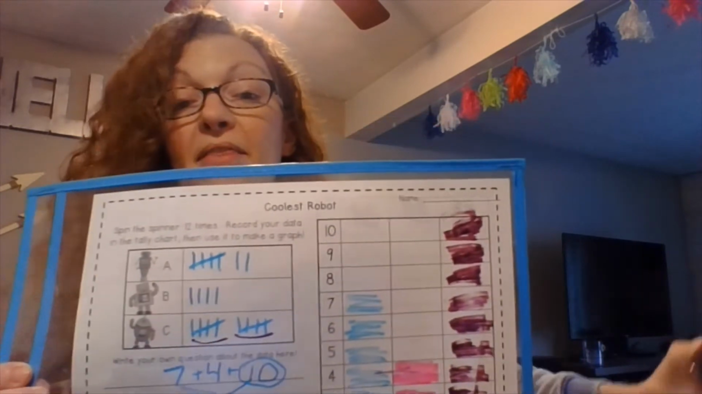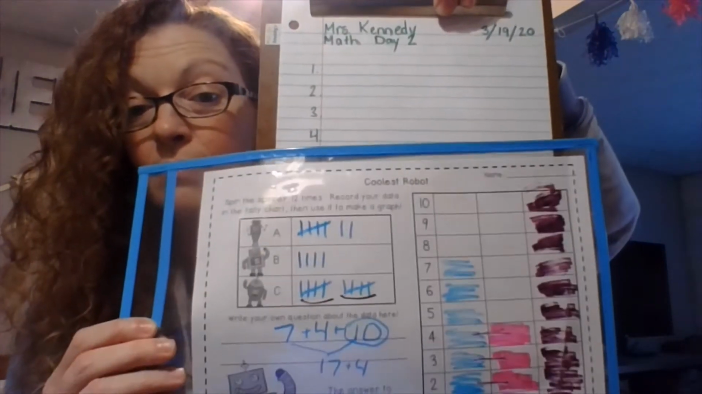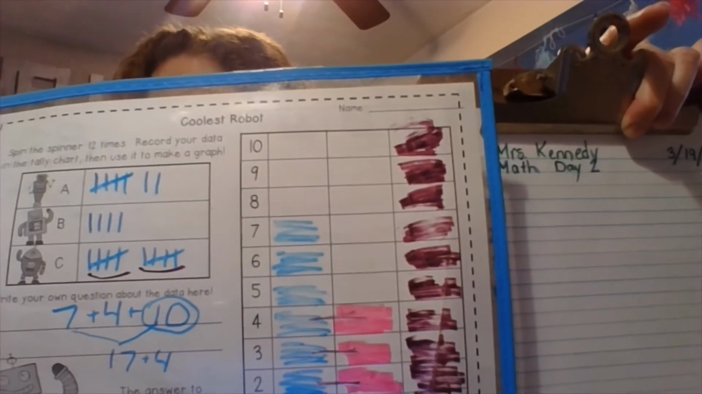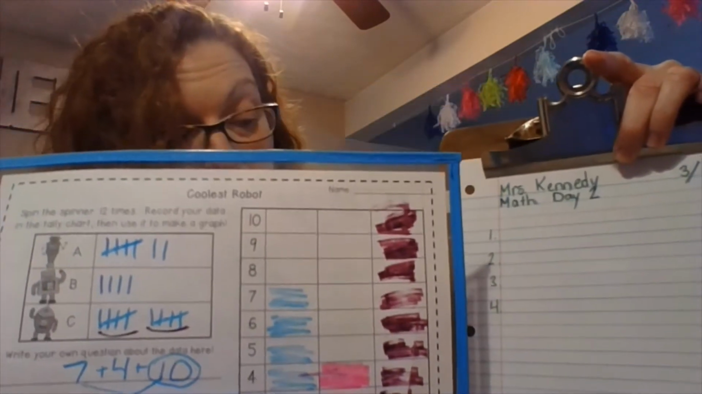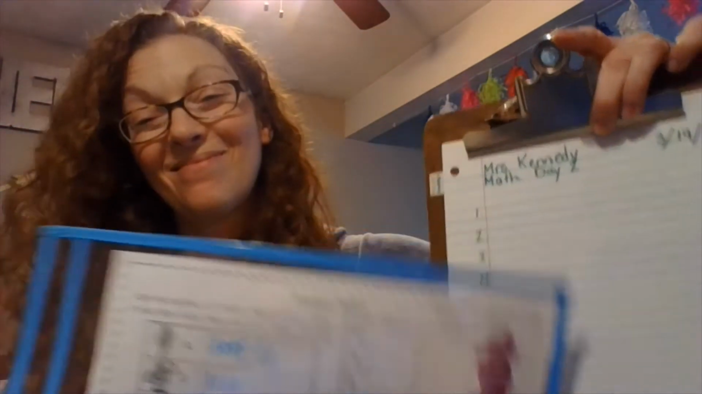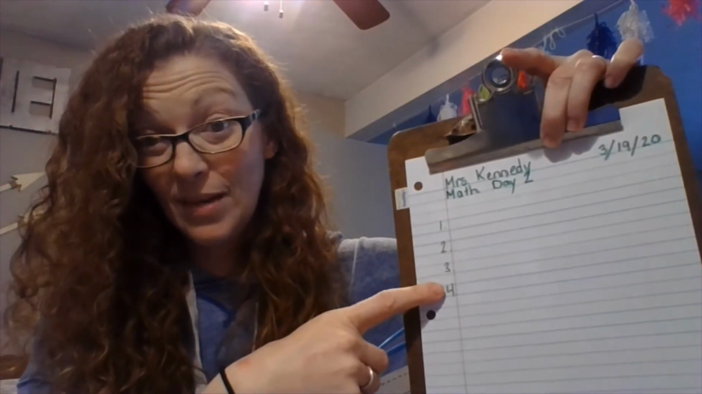I want you to write that answer on number 4. Yes. Right? How many more votes did robot A get than robot B? So you're going to write that on number 4. All right. Nice work creating a graph.